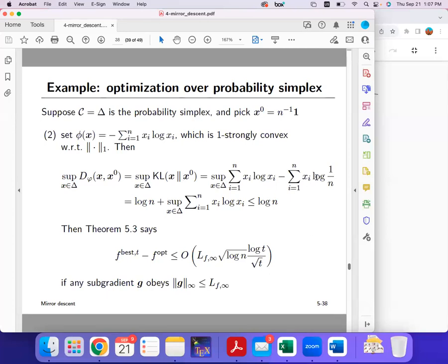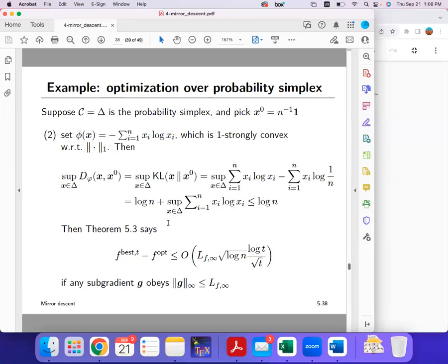And now this part, sum of xi, is simply 1. So simplifying the terms, you get this one. And this is always negative, because every xi is positive and every xi is between 0 and 1. So this part is always negative. So this is less than or equal to log n.